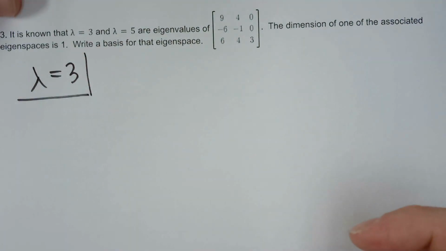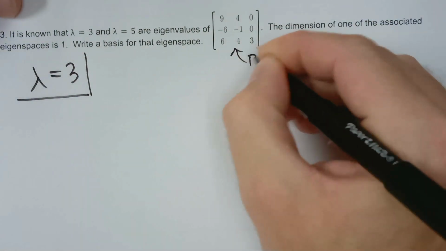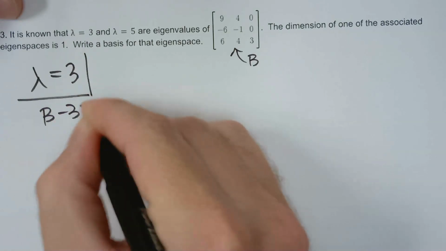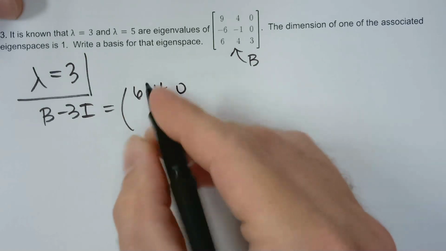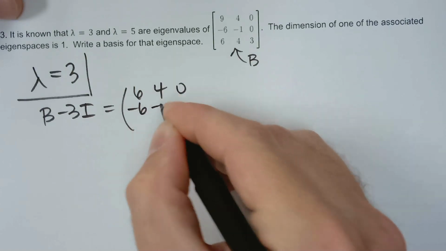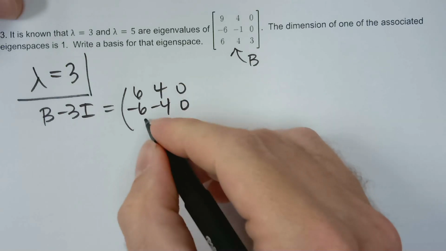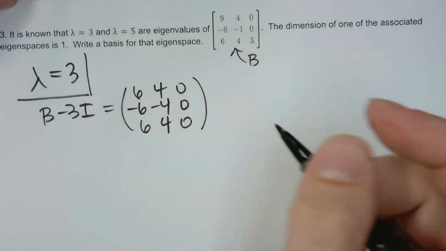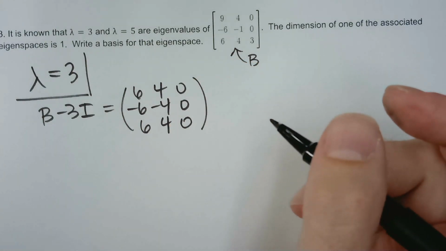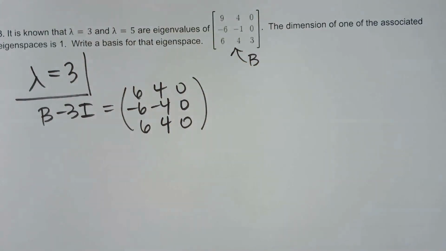Okay, with lambda equals 3, if I called this matrix B, then B minus 3I is equal to 6, 4, 0, negative 6, negative 4, 0, that's the same row, and then 6, 4, 0. Okay. And then, let me think. Well, we'd really just be looking for a null vector for B minus 3I. Oh, no, this is going to have dimension 2.